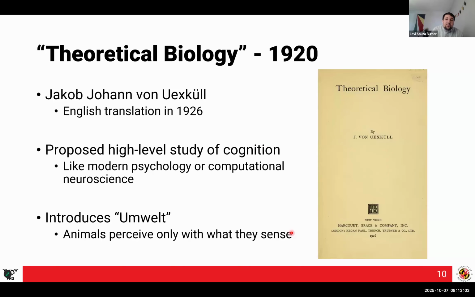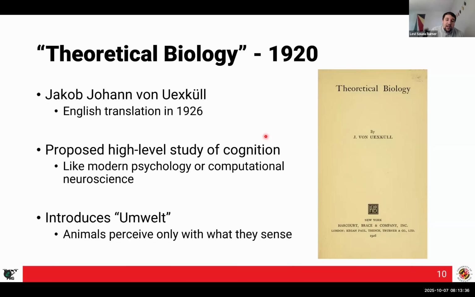In 1920, Jacob von Uexküll published this famous book called Theoretical Biology. It was translated to English in 1926. And this proposed one of the first high-level studies of cognition, what we would associate with psychology and sometimes computational neuroscience today. He called it theoretical biology because there was no other field than biology to call it. And he called it theoretical because he recognized that it was at a higher level and was based on theories and hypotheses of box diagrams and such that would later need to be validated.